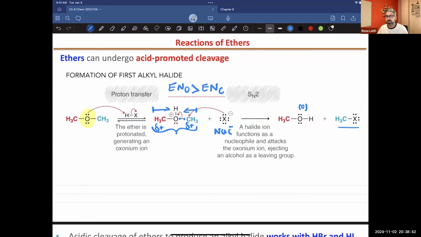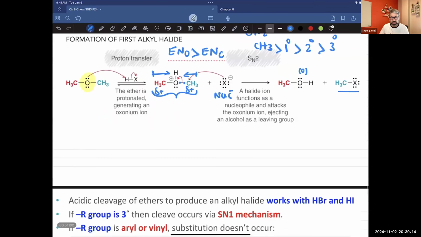You need to be careful about where to add the halide. In this case, because I have two methyls, it doesn't matter which carbon we attack, and it's an SN2 reaction. We know for an SN2 reaction, methyl will be preferred over primary, primary over secondary, and secondary over tertiary. So because I have the methyl on both sides, it doesn't matter which carbon we attack.